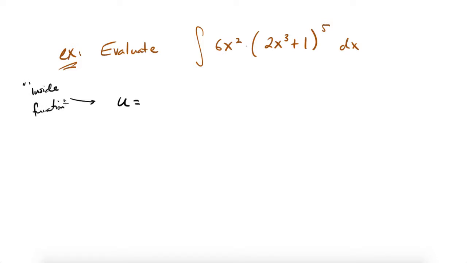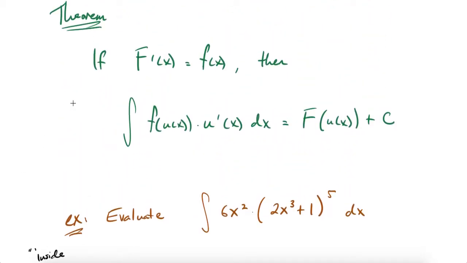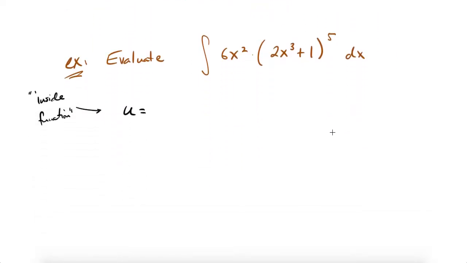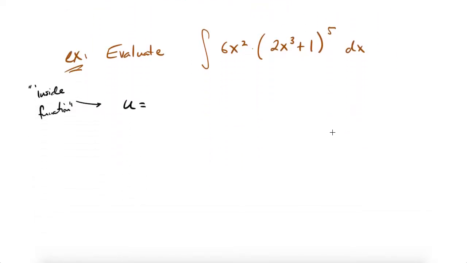If you go back up and look at this theorem statement, u is the inside of the composite function, right? And it's the inside of the composite function here. So we want to try to identify what that is for this particular problem. We'll talk at the very end about some guidelines for choosing u. But in general, if you see a composite piece, taking the inside of a composite piece is a good bet. So here I've got 2x cubed plus 1 raised to the fifth. So maybe 2x cubed plus 1 is the inside of my composite function.